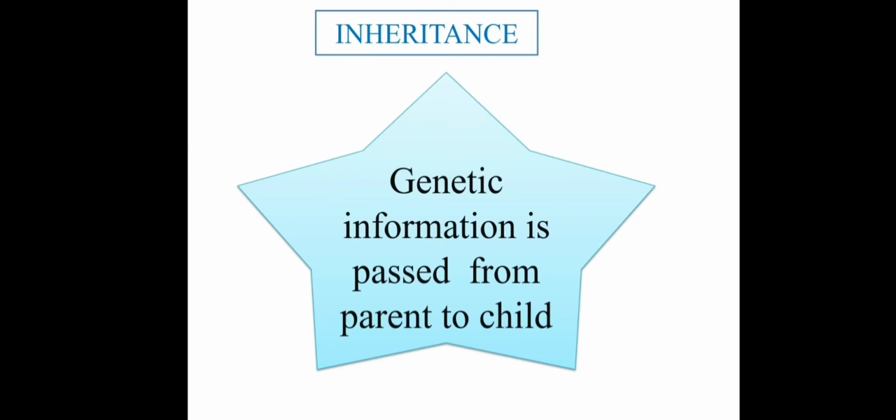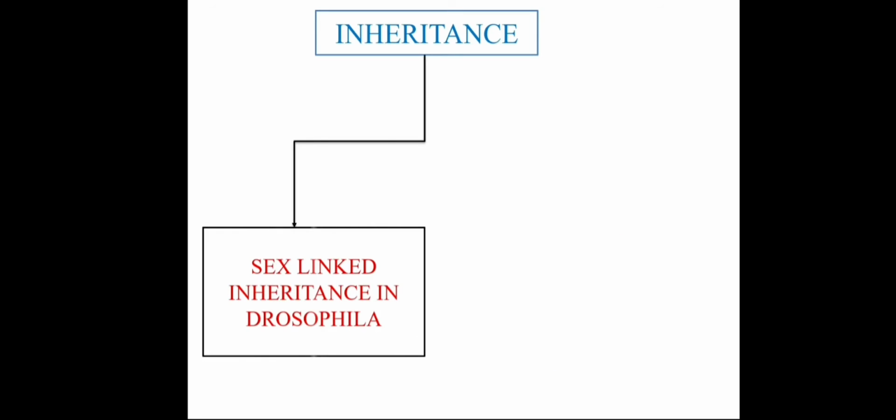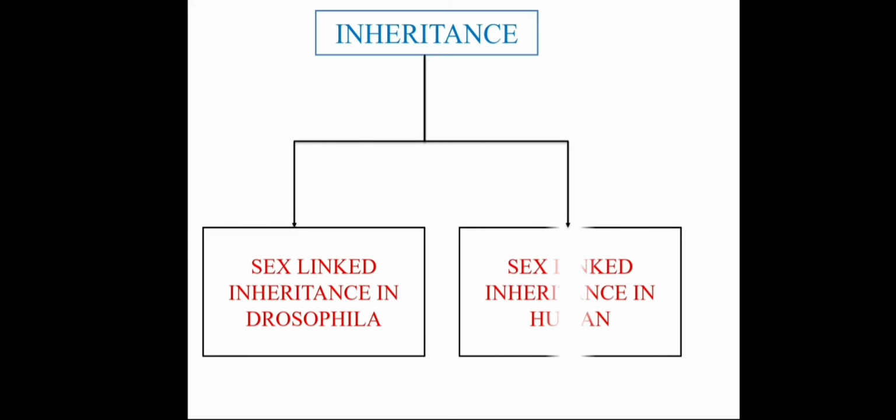Inheritance. Inheritance is a process by which genetic information is passed from parent to child. This is why members of the same family tend to have similar characteristics. Inheritance is divided into sex-linked inheritance in Drosophila and sex-linked inheritance in human.